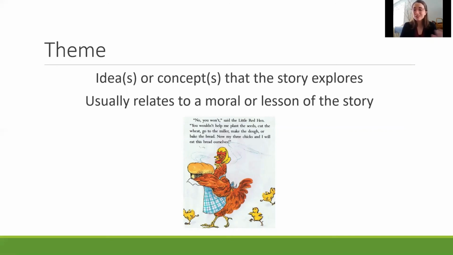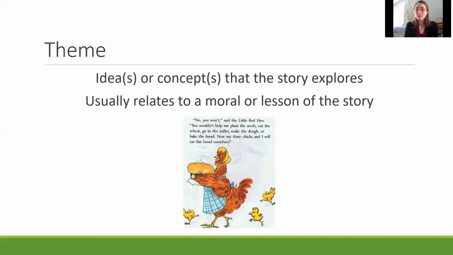So when we tell this story to children, it's usually used to explain that they have to work hard to be able to enjoy the fruits of their labor. And they can't just receive things without actually working for them. So the idea or concept that the story explores could be something like hard work.